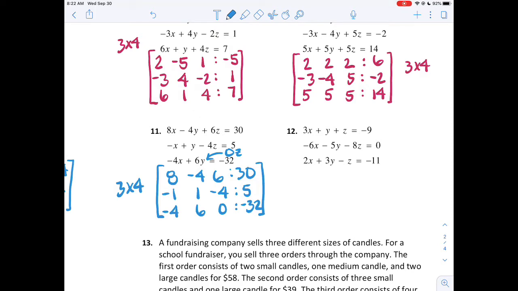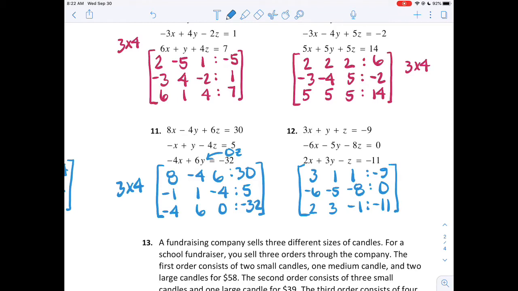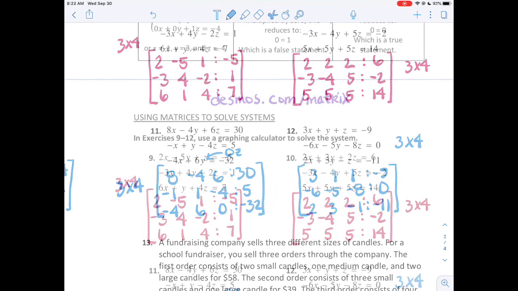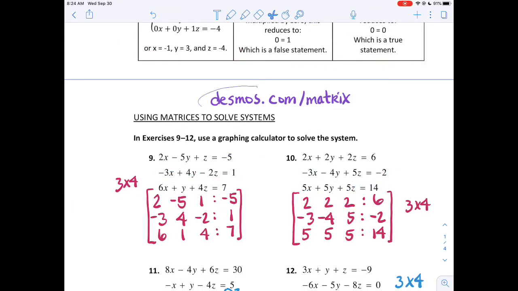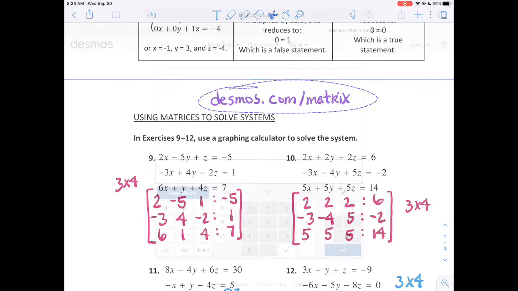Our very last one now, we have 3, 1, 1, -9, -6, -5, -8, 0, 2, 3, -1, and -11. And we will note that this is 3x4. Now I want you to meet me over at desmos.com/matrix, and we will input these matrices and see what we come up with for solutions.